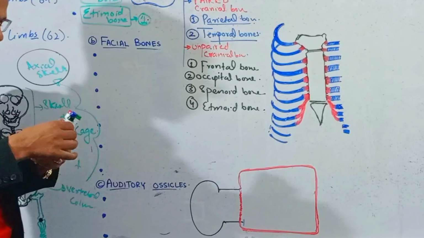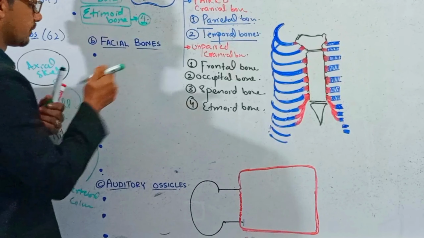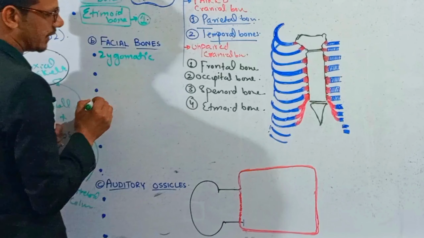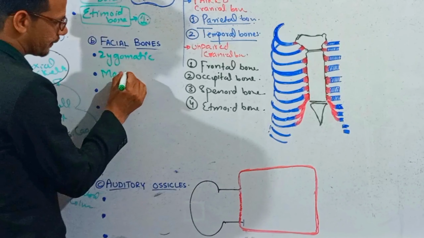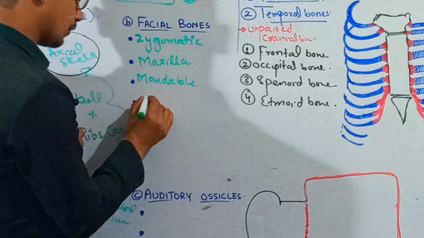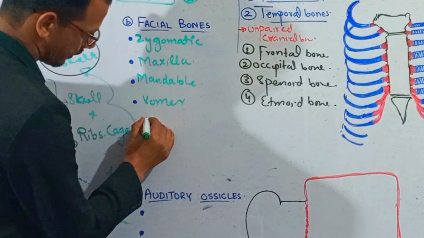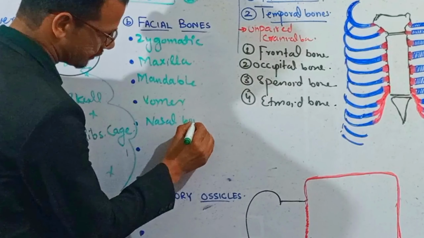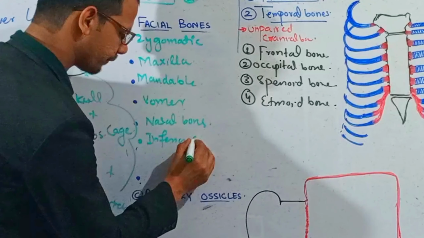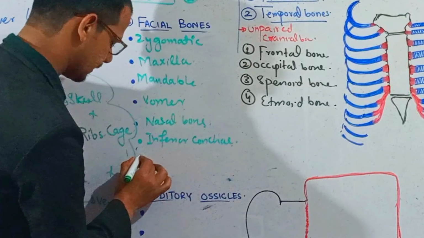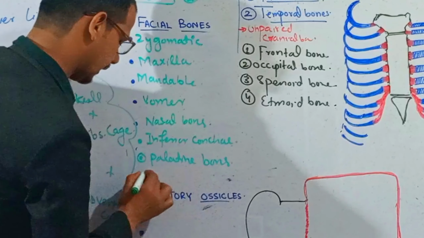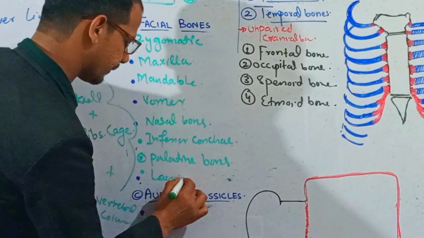The facial bones are, the first one is zygomatic bone, maxilla, mandible, vomer, nasal bones, inferior conchae, the palatine bones, and lacrimal bones.